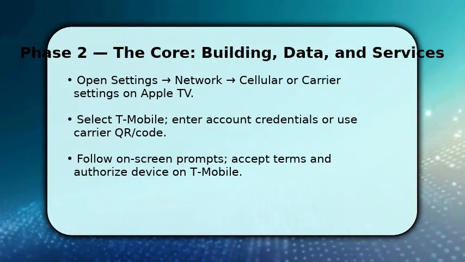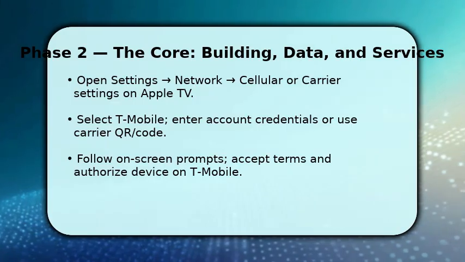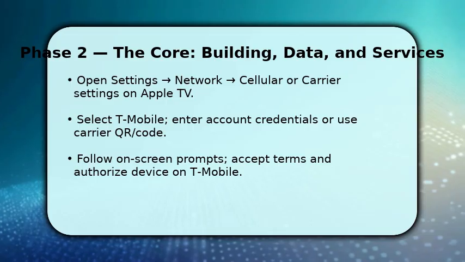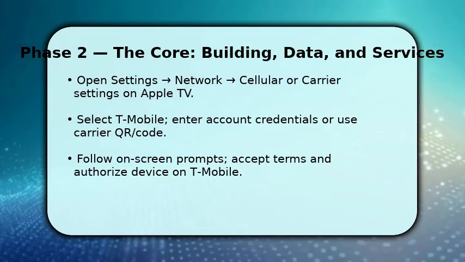Go to Settings, then Network or Accounts as shown, and choose Carrier or Cellular Settings. Select T-Mobile from the list. If prompted, scan the carrier QR code or enter the activation code provided by your T-Mobile account page.